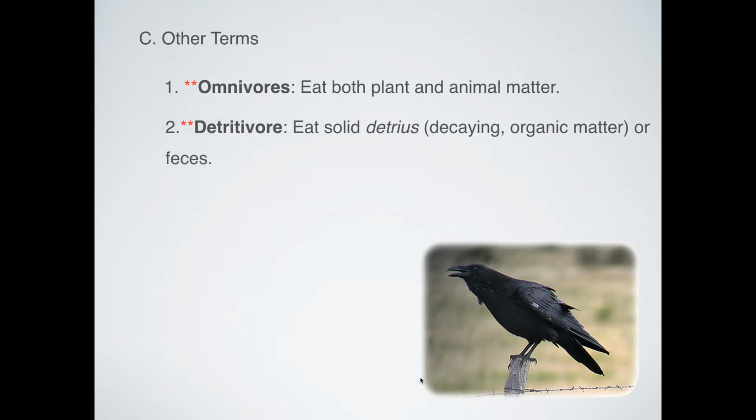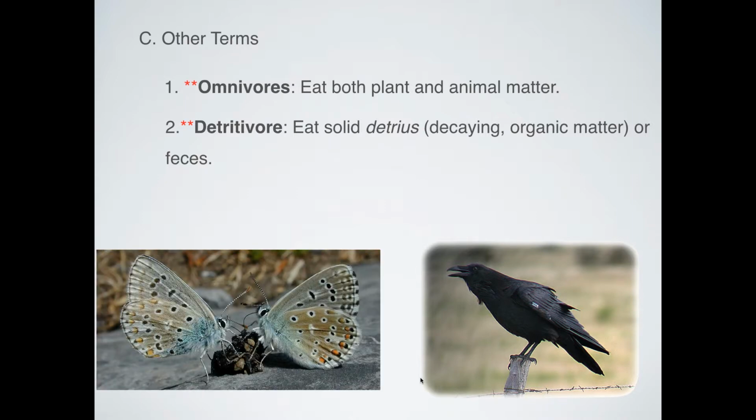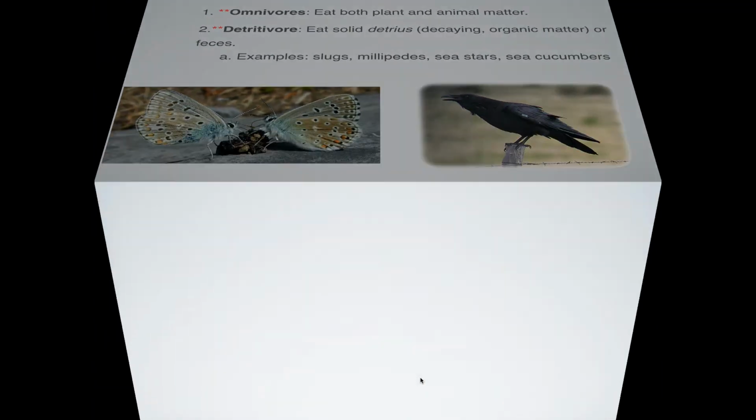Detritivores eat solid detritus. It's where we get the word detritivore from. So what is detritus? It is decaying organic matter. It could also be feces, so actual excrement that animals give out. But those are detritivores then. And right there, you've got some really gross little moths that are feeding on a piece of poop. Good examples of that: slugs, millipedes, sea stars, sea cucumbers. Those are all good detritivores. I gave you two examples on land and two examples in the ocean.